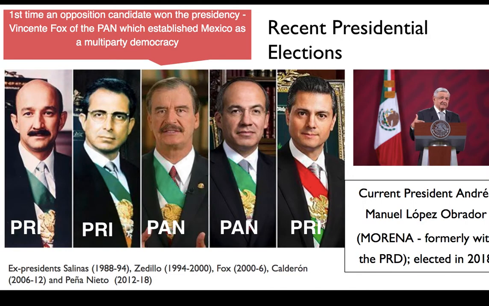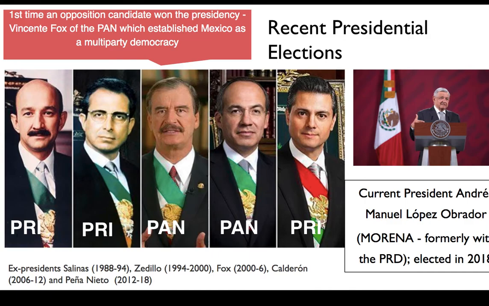Okay? So if you look at this, you've got PRI, PAN, PRI, and now our current president in Mexico, Andrés Manuel López Obrador, who is called AMLO as his nickname. He was formerly the PRD mayor of Mexico City, and then he ran for presidency under the PRD, but then he founded this coalition Morena, and he was elected in 2018. So if you look at it, between 2000 and 2018, we have 3 different parties that have been in charge in Mexico. Boom, right there.